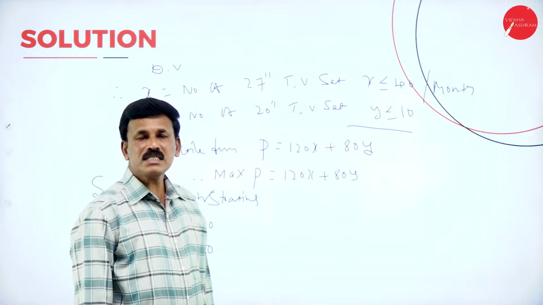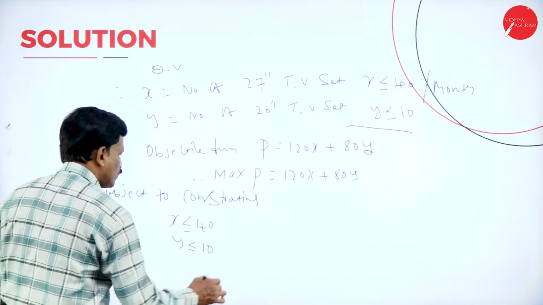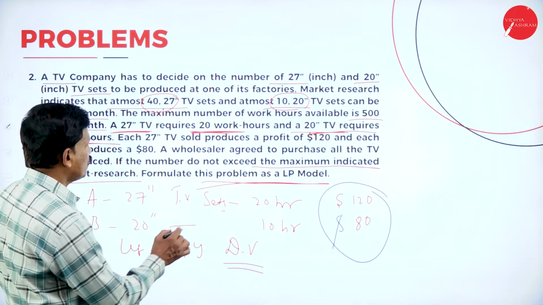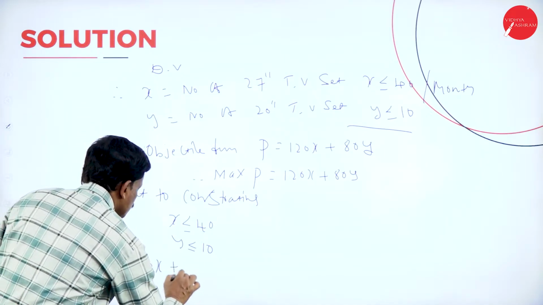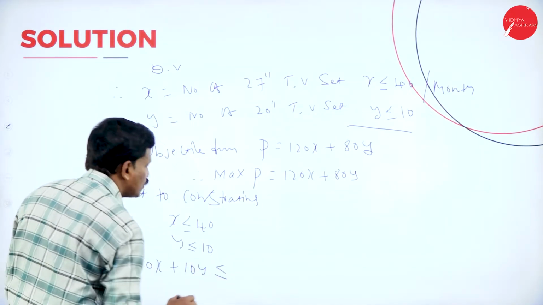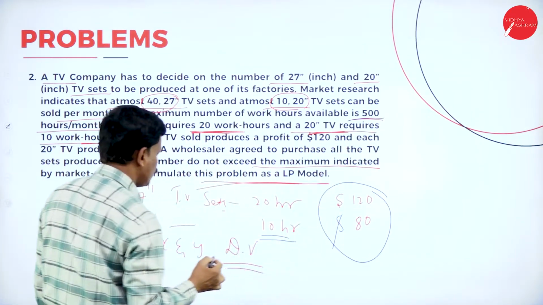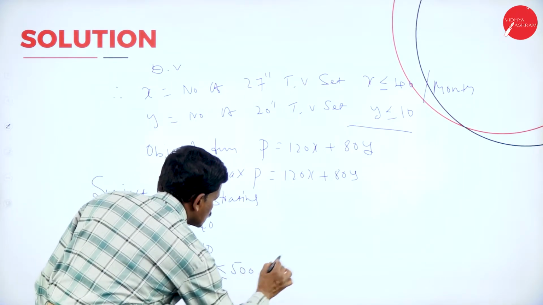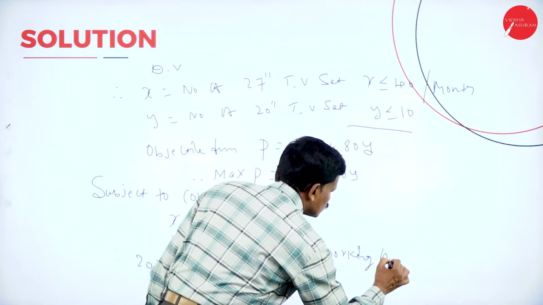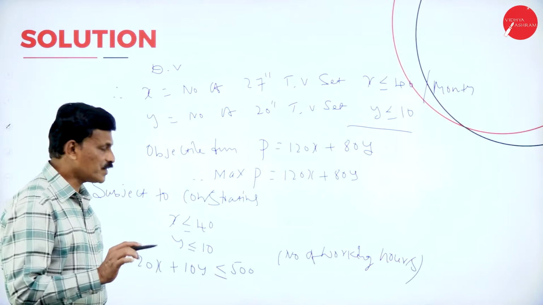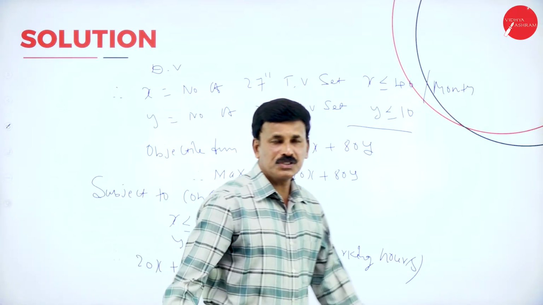Now, what is the number of working hours available? It is 20 hours and 10 hours. So that is 20x plus 10y is less than or equal to the maximum number of hours available per month, which is 500. The number of working hours available is 20x plus 10y, which is less than or equal to 500. So this is the LP model.